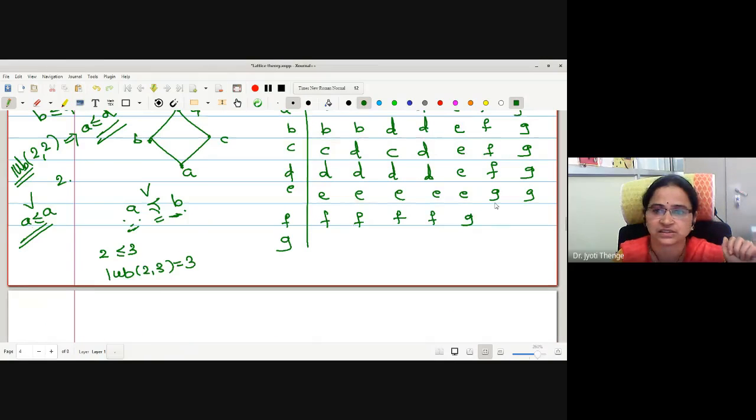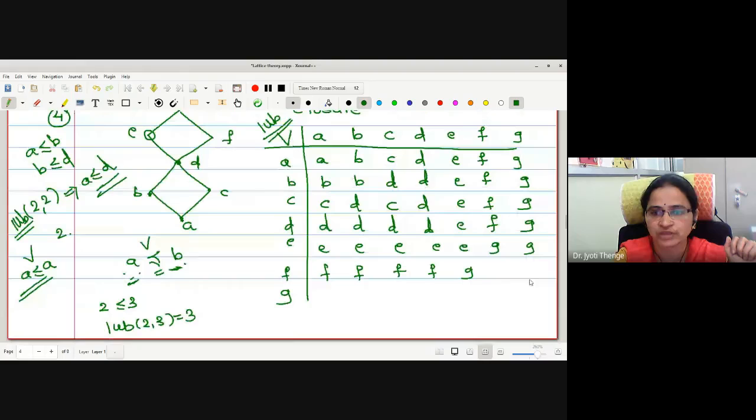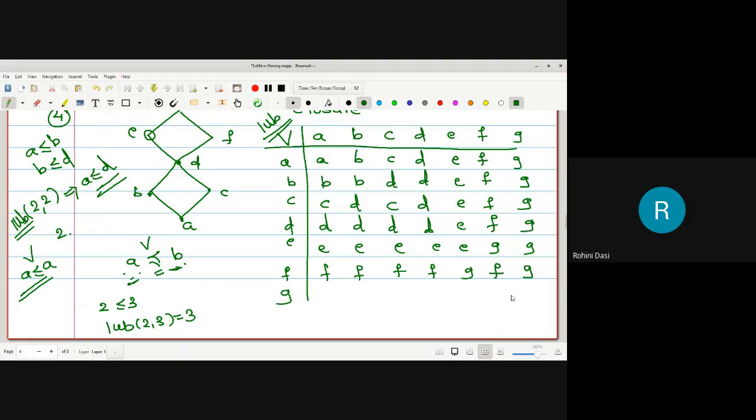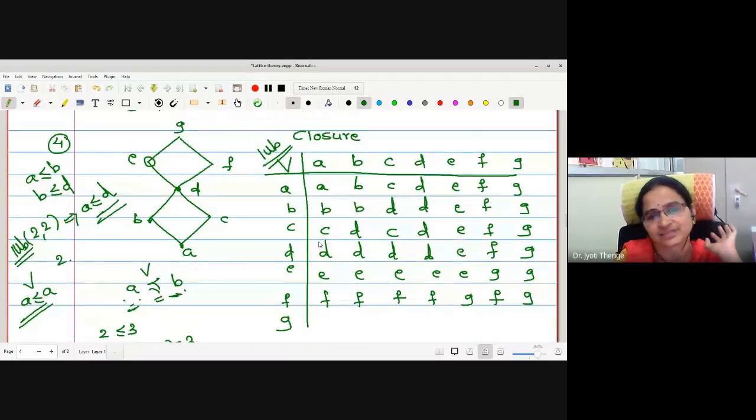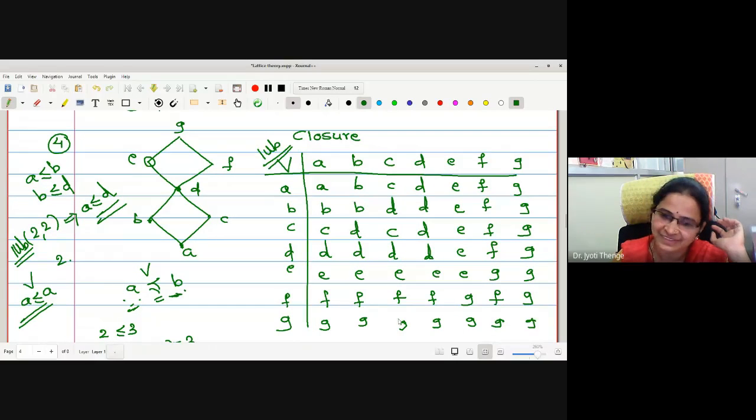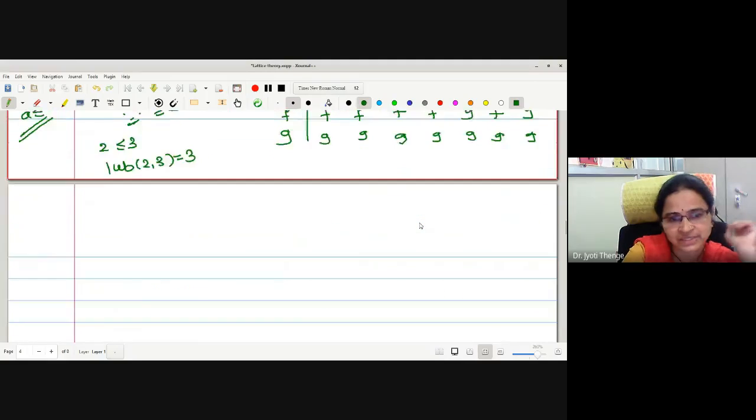F and G. Sorry, F and F. F. F and G. G. Last, G. Nothing to think. Correct? Therefore, here if we observe the join for every pair of elements exists, therefore one condition satisfied.